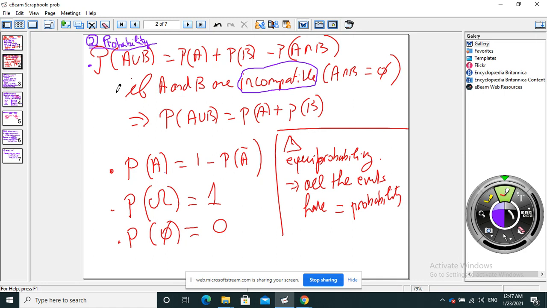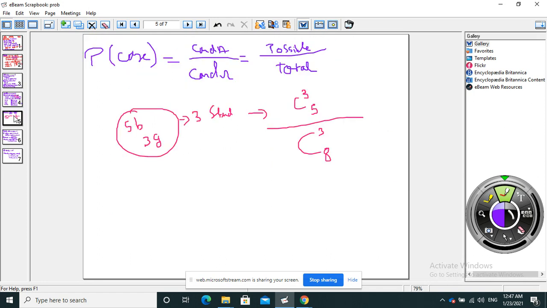But what we're really going to use in this chapter, in the remaining exercises, is this formula: the probability of any event is possible cases over the total. For example, if I have 8 students in a class and I need to choose 3 students, and I want those 3 to be boys, what is the probability that the chosen ones are boys? It's C(5,3), because I need to choose boys, over the total, which is C(8,3). Okay, that's it.